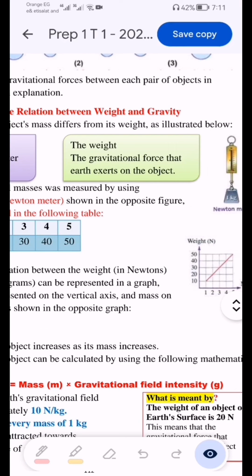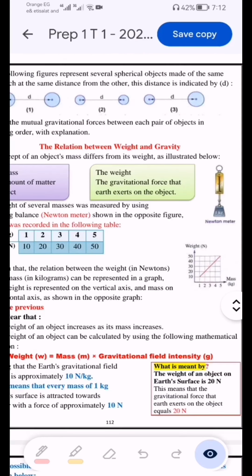And the force of gravity of Earth equals 10 Newton per kilogram. That means each kilogram is affected by 10 Newton. So if your mass equals 70 kilogram, that means what? That means your weight equals 70 by 10. Each kilogram is affected by 10 Newton. So your weight will be 700 Newton, okay?